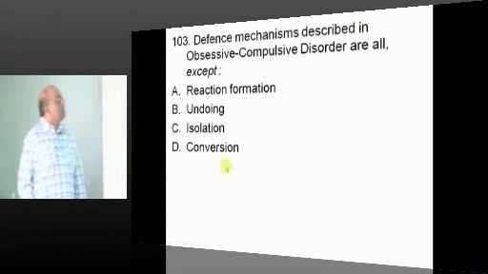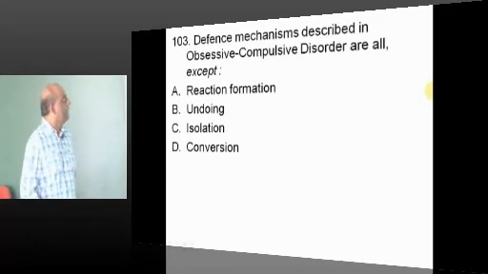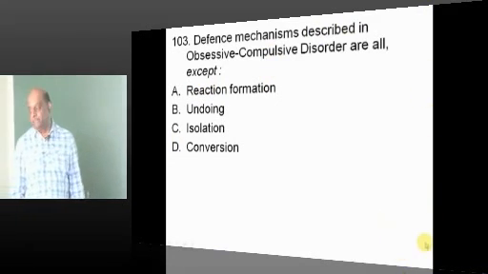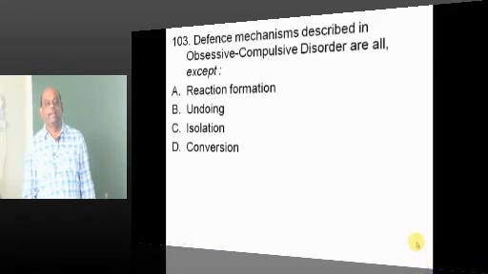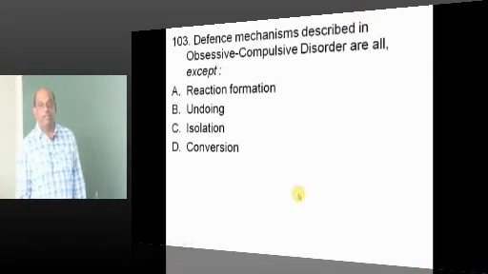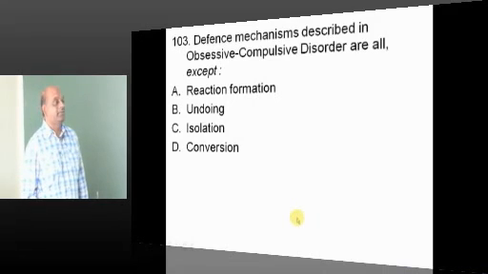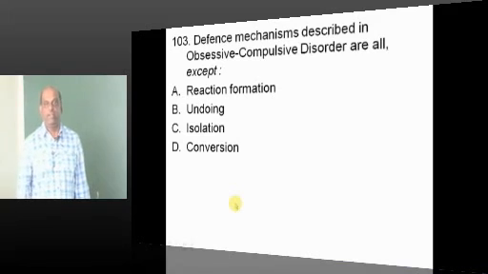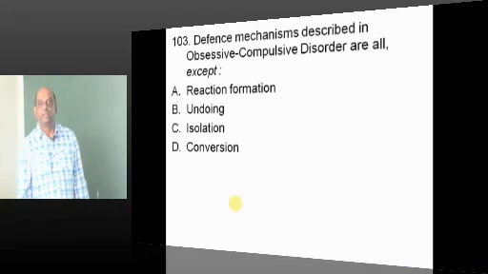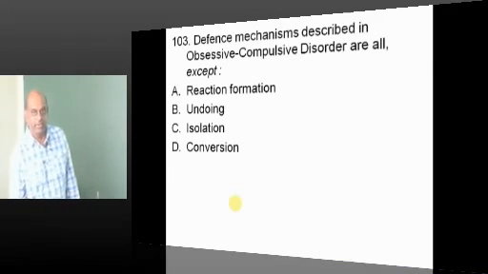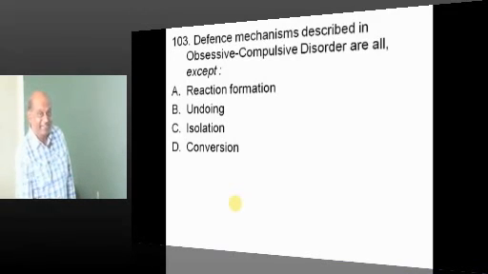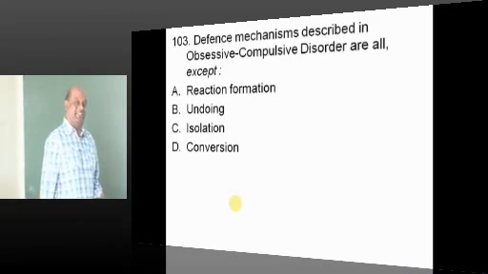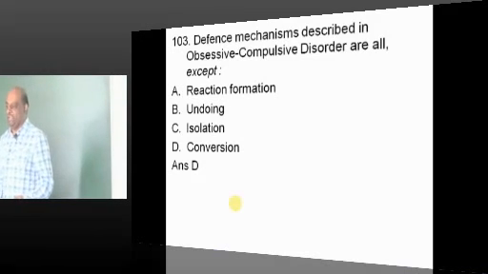Now doctor, which is not a defensive mechanism in obsessive compulsive neurosis? Give me one confident answer. Conversion. Anybody said isolation? Ramakrishna, you are our authority. You said isolation? Yeah. Undoing. Reaction formation. Are you able to see something else? Then that becomes a proper hallucination. So doctor, conversion is not included.